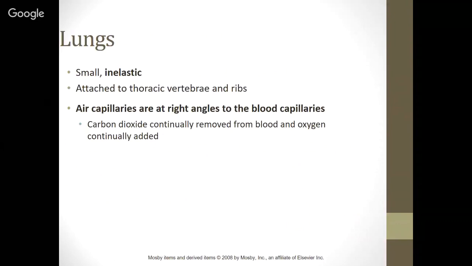They are attached to the thoracic vertebrae and the ribs, and those air capillaries are at right angles to the blood capillaries. Carbon dioxide is continually removed from the blood and oxygen is continually added. So we've got oxygen continually moving through the body.